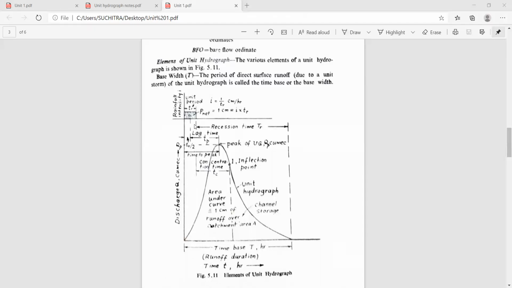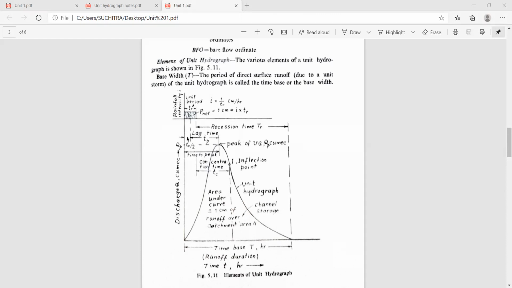Even after the end of the rainfall, there will be surface runoff up to this point, that is the inflection point. So this is known as the time of concentration. Earlier, in the previous classes, we have discussed what the time of concentration is. It is the time taken by the rainwater which has fallen on the remotest part of the catchment area to reach the concentration point. So these are the elements or the components of the unit hydrograph.